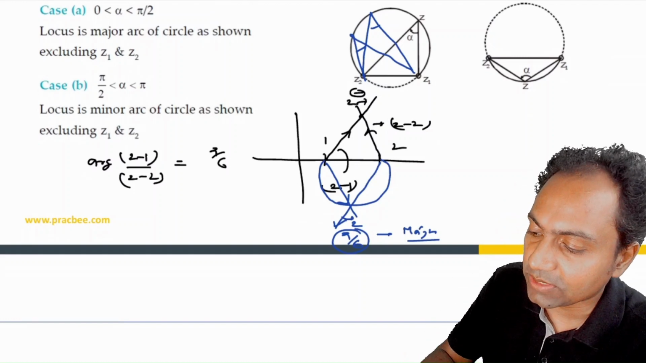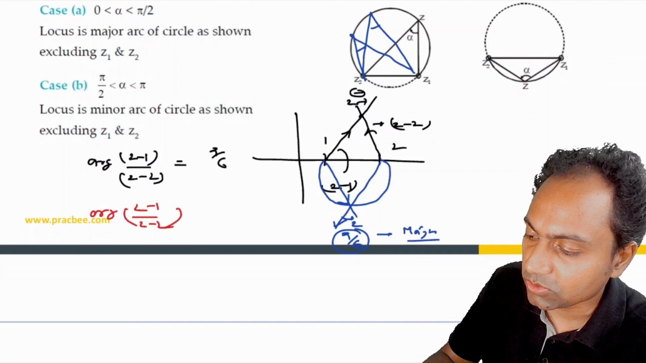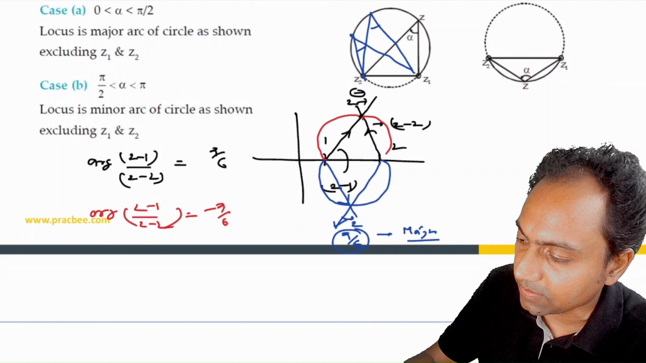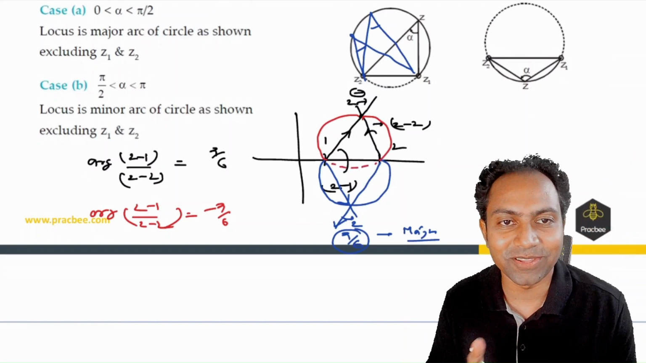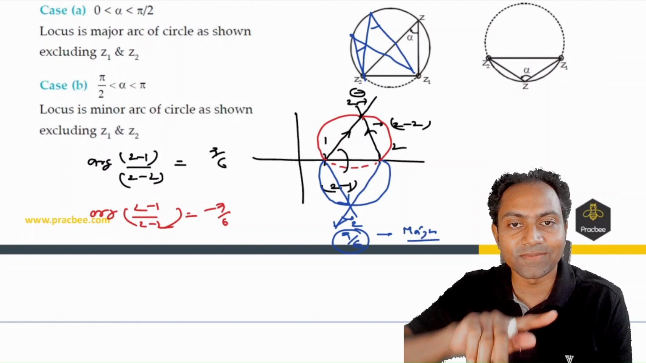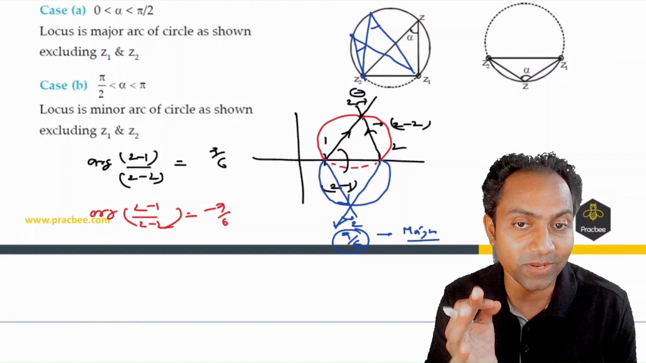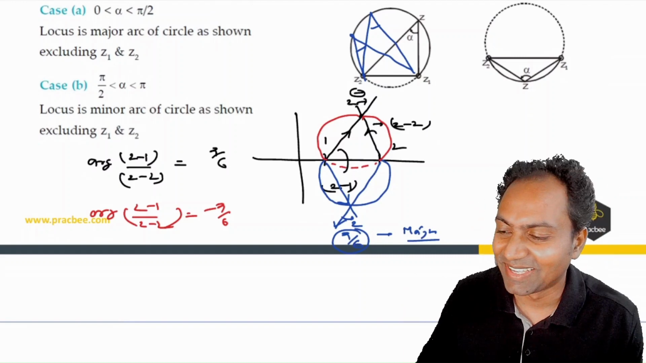Now here, instead of this, if I write argument of (z minus 1) by (z minus 2) is equal to minus pi by 6, the orientation will change. Now we are talking about this major arc. And the below part is not there, the dashed part is not there, only the solid part is there. Because now the angle is in the opposite direction, anti-clockwise and clockwise, that you need to take care of. This is very important, because JEE Advanced has made a question on a similar kind of idea. Now that question can be asked in JEE Mains.